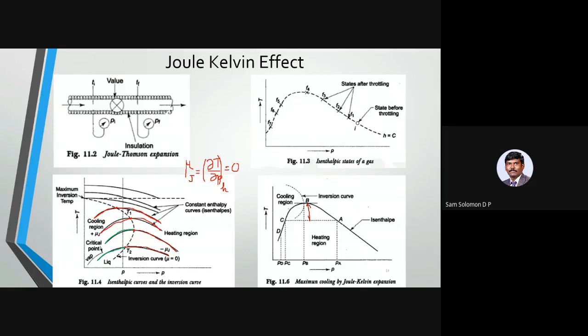So I think you will be able to appreciate it. Between A and B, this is the temperature difference. Between B and D, the temperature difference is huge, right? So this is the maximum cooling effect that you can have. So that is what they are saying, maximum cooling by Joule Kelvin expansion. Okay, so this is something which you can remember. Okay, so this is Joule Kelvin effect.